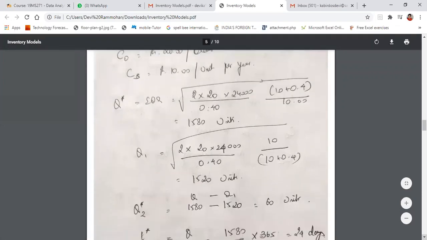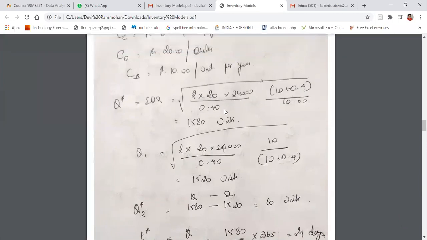Now EOQ, I told you, right? It is square root of 2 into C naught into D divided by CC. Sorry, CC. Okay, so 2 into 20 into annual demand, which is 24,000, divided by 0.40, which is your CC, into the second part, CS plus CC divided by CS, again, right? So when you simplify, when you use the calculator, you will arrive at 1,580 units, right?